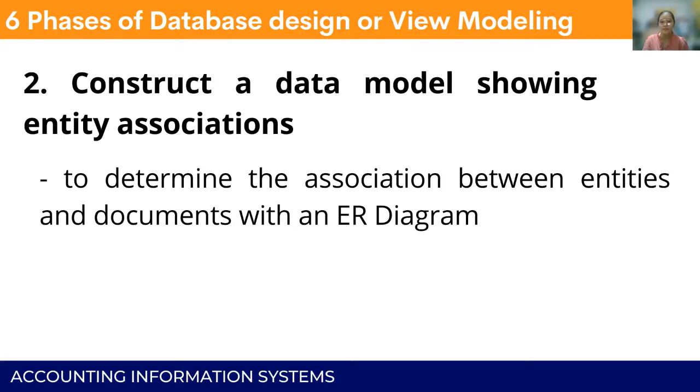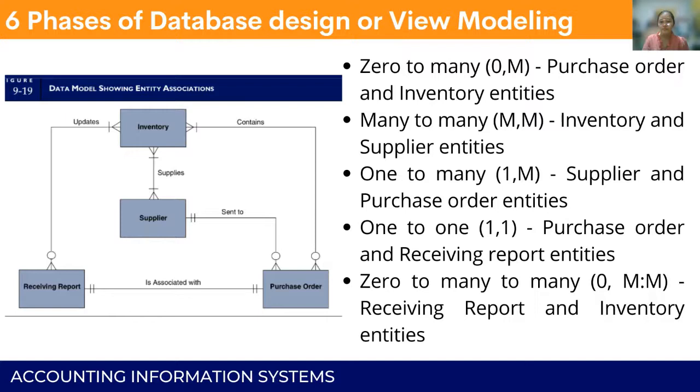The organization's business rules directly impact the structure of the database tables. If the database is to function properly, its designers need to understand the organization's business rules as well as the specific needs of individual users. The underlying business rules are explained with the use of the data model showing entity association here in figure 919. There is a zero-to-many association between purchase order and inventory entities because each inventory item may have been ordered many times or never in the current business.